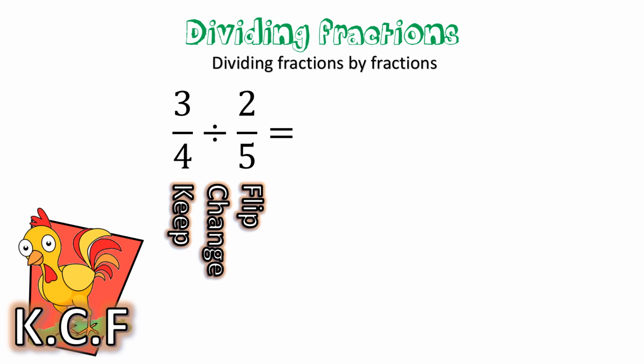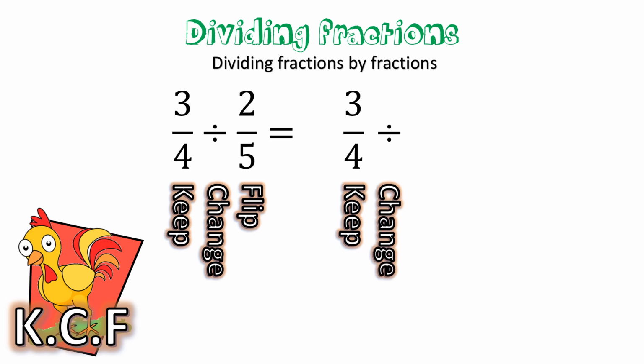So what does that look like in reality? Well, actually, it means I'm going to keep my 3/4. I'm going to look at my division and I'm going to change it to the multiplication operation. And then the last one, I've got my 2/5 and I'm going to flip it. So I'm going to make the denominator the numerator and the numerator the denominator. So 2/5 flipped would become 5/2. Now once I've done that, this is just a simple multiplication of fractions. So I'm going to do 4 times 2, the bottom by the bottom, which gives me 8.